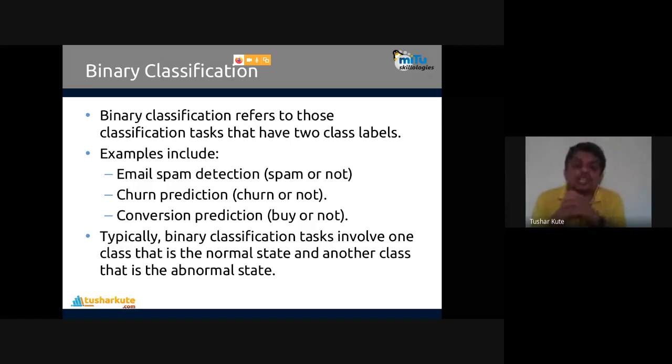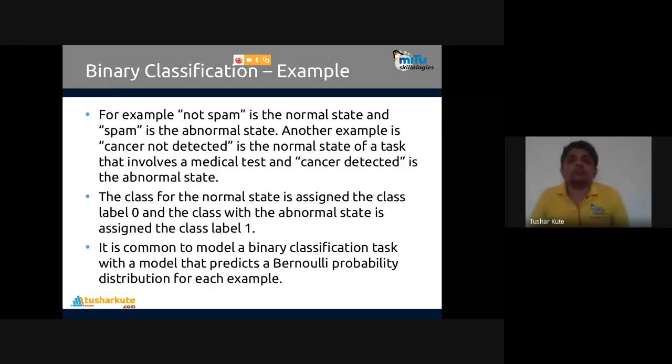Typically, binary classification tasks involve one class that is the normal state and another class which is the abnormal state. Yes, correct. 0 1. One normal, second yes or no, cancer detected, not detected, diabetes predicted, not predicted, purchase, not purchase. Fine. One normal, another the inverse of it, that is abnormal. For example, not spam is a normal state and spam is an abnormal state. Like cancer not detected is a normal state, cancer detected is an abnormal state. Generally the normal state is designated by the label 0.